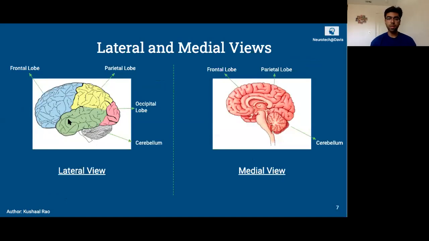And that's because you can see a lot of the lobes, in fact all four lobes, along with the cerebellum and the brainstem. And this is the medial view. This is again like a cross section, except if you imagine the two hemispheres, and you just cut it straight in half, this is kind of like the inside version of the organ.